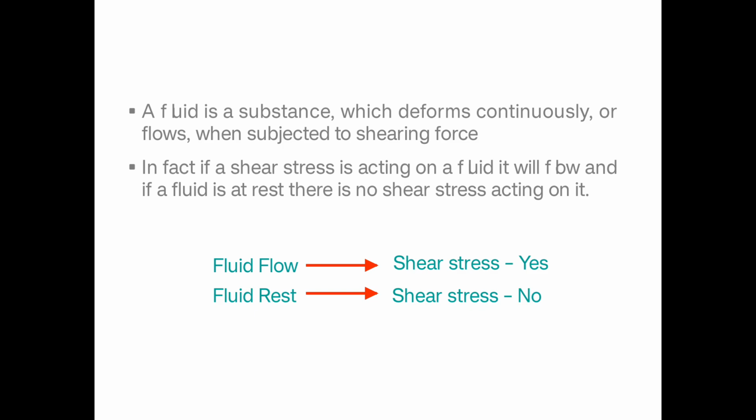And very clearly I told about the definition. And one more thing is, it is a substance which deforms continuously or flows when subjected to a shearing force. In fact, if a shearing stress is acting on a fluid, it will flow, and if a fluid is at rest, there is no shear stress acting on it. That is how it is being indicated in a simple way with arrowheads. Fluid is flowing means yes, there is a shear stress. The fluid is under rest means there is no shear stress.